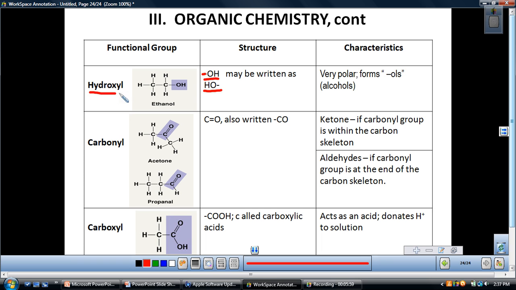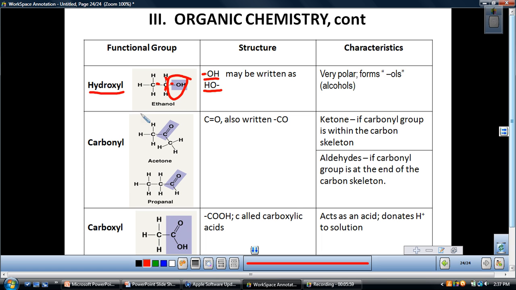So this one's called hydroxyl. It's the OH group. In this first example, you can see that the carbon still has its 1, 2, 3, 4 valence electrons filled, but it's sharing with an oxygen with a hydrogen bonded to that. So this now becomes one group. This group right there is called the hydroxyl group.